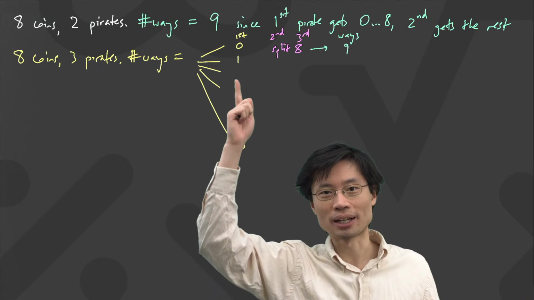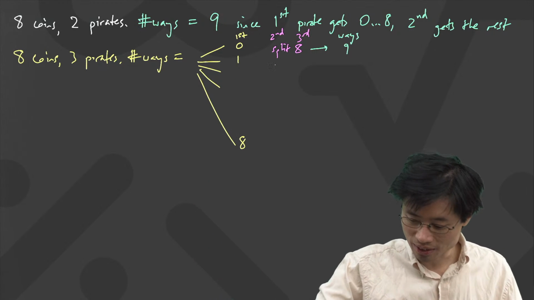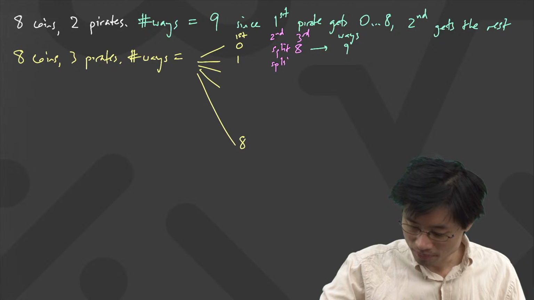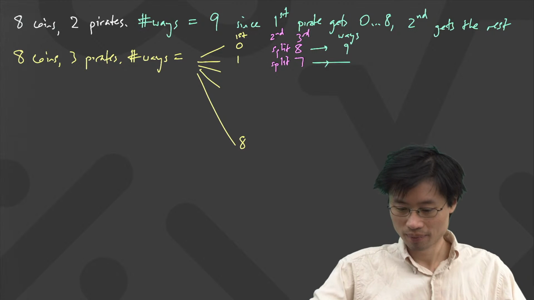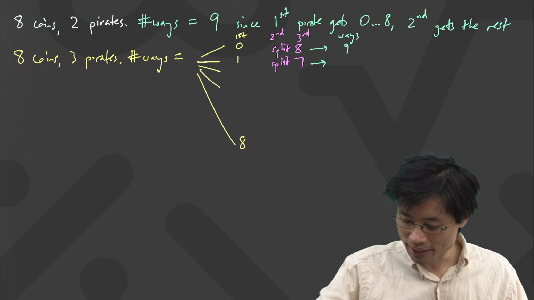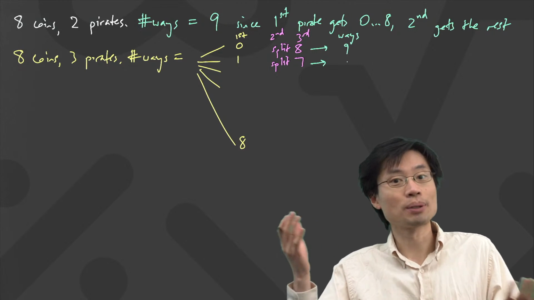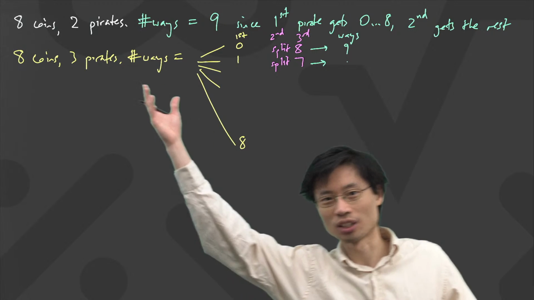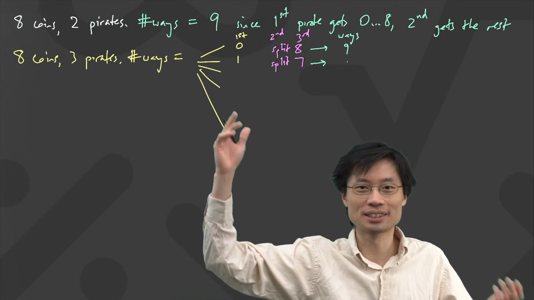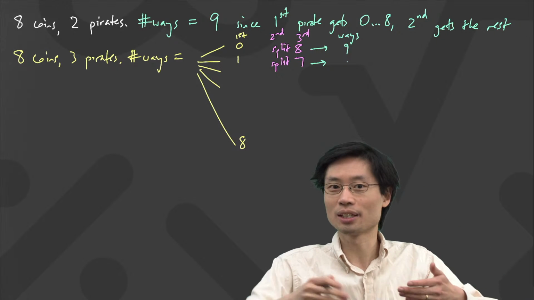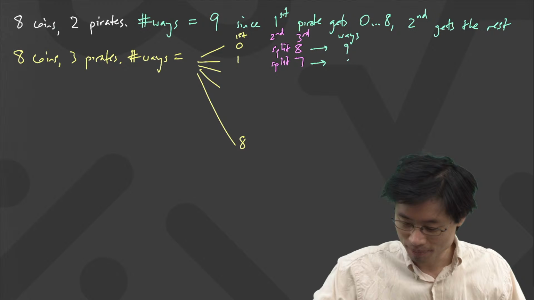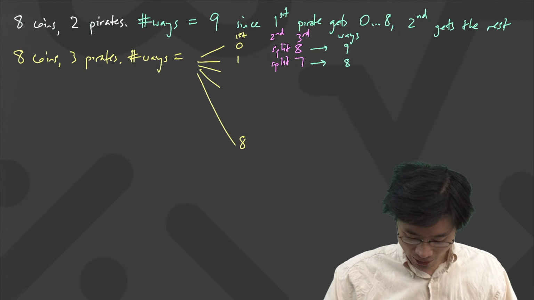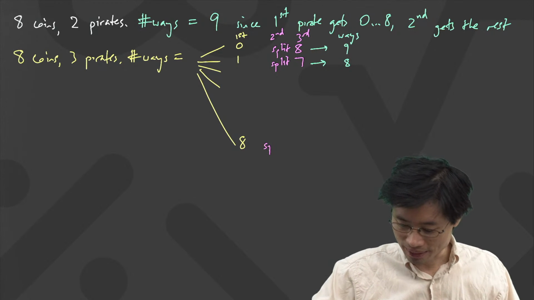But how about the second row? Well, if the first pirate gets 1, how much do the second and third have to split? 7. And then the number of ways would be 7 plus 1. Again, because of the way that the logic works for just 2 pirates, you can just give the first one anything from 0 to the total number, and that's like the total number plus 1 options. 8. And it will go all the way down to the last one, split 0.